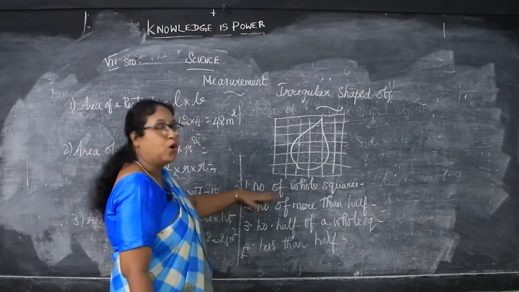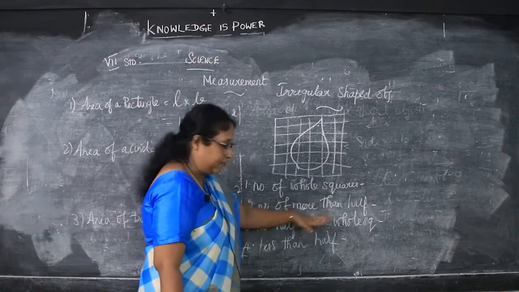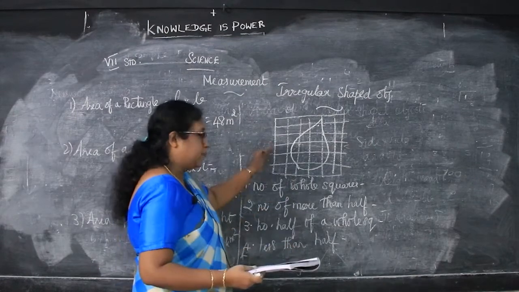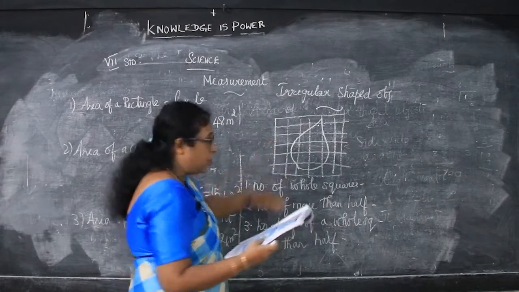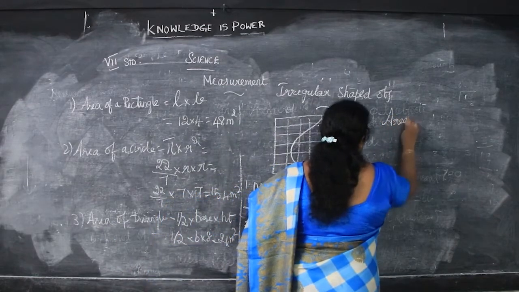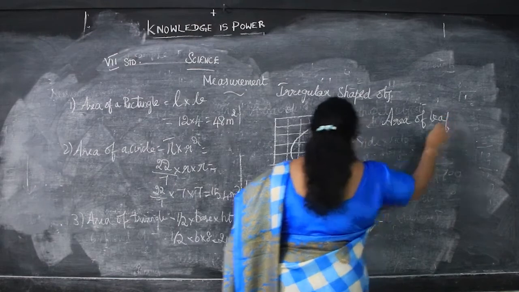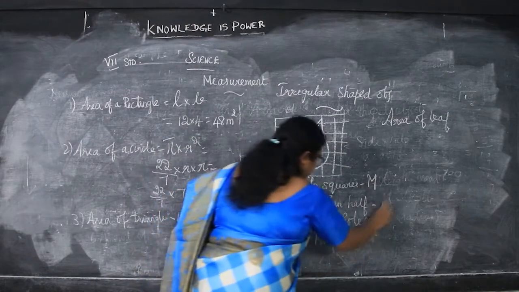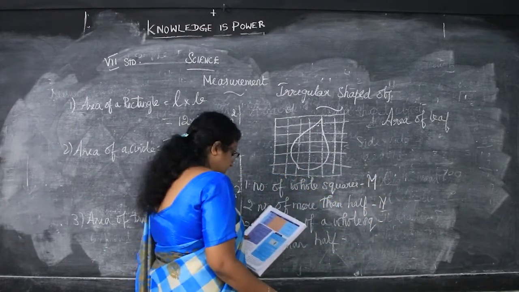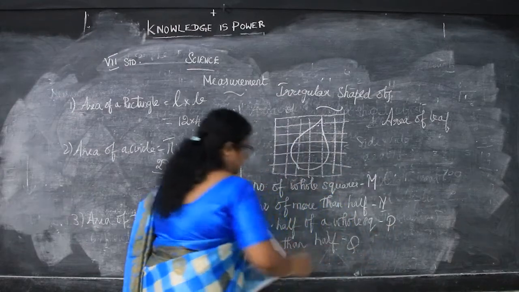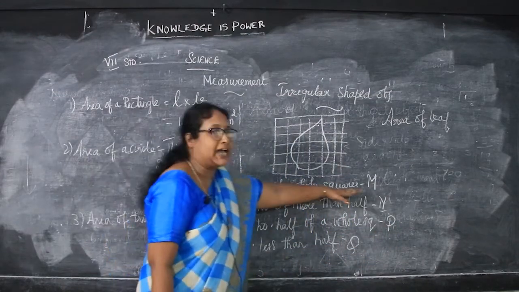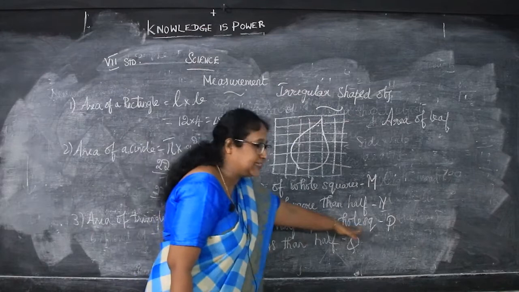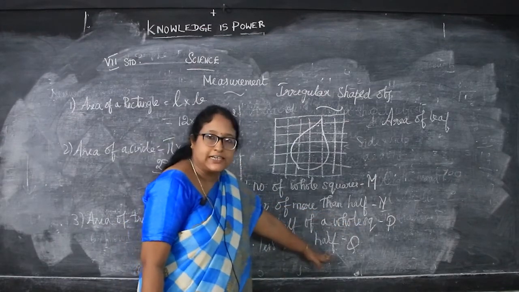First the number of whole squares, then more than half, then half of a whole square, and less than half. So you will get the approximate answer there. For the area of the leaf, the number of whole squares you will take as m, more than half as n, half of a square as p, and less than half as q.